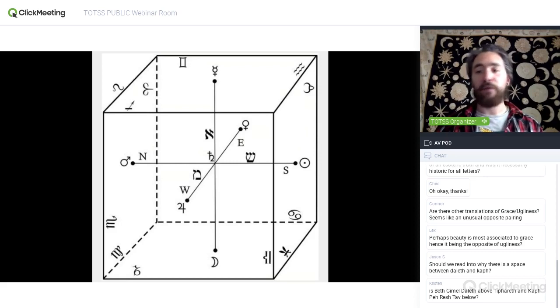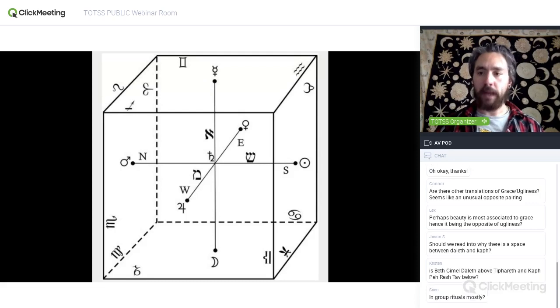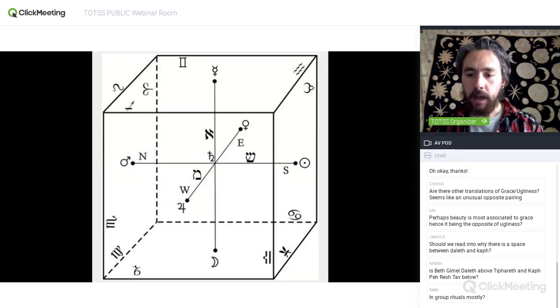And movement from north to south within your temple could somehow be related to the letter Shin and things like that. So it gives a nice set of ways of bringing these applications into something that can be used practically. Sunset in group rituals mostly.